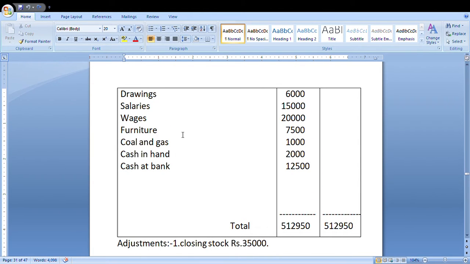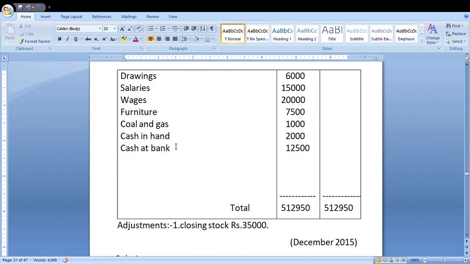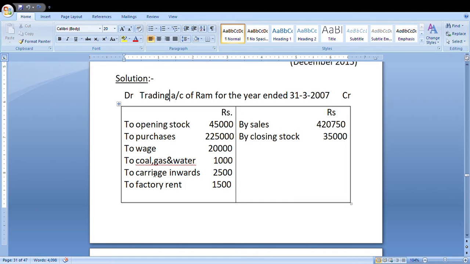Next, furniture. This is an asset. This does not enter the trading account. This enters the balance sheet, asset side. Coal and gas. This is expenditure. Enter it in the trading account. Coal and gas 1,000 rupees.